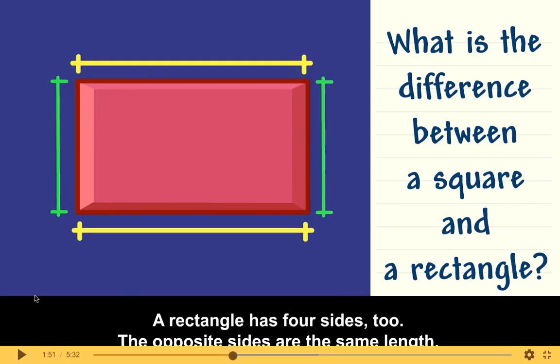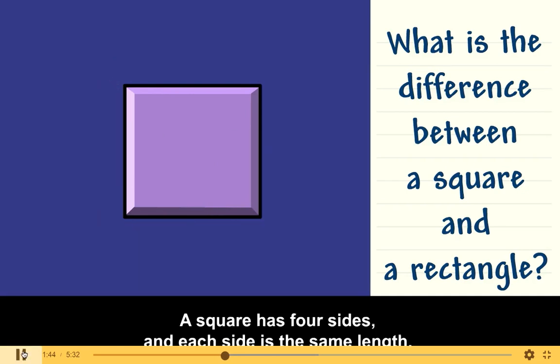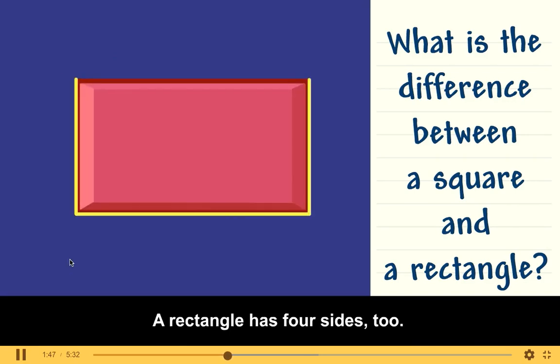So I want to tell you guys something really quickly. A rectangle has this side and this side the same. Now guess what? A square is also a rectangle because this side is the same as this side and this side is the same as this side. So even though a square has 4 sides, every square is also a rectangle, but not every rectangle is a square. Kind of confusing.